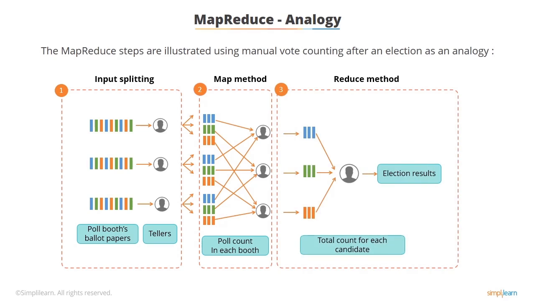Step 3. The ballot count of each booth under the Assembly and Parliament seats position is found, and the total count for the candidates is generated. This is known as the Reduce method. Thus, Map and Reduce help to execute the job quicker than an individual counter.